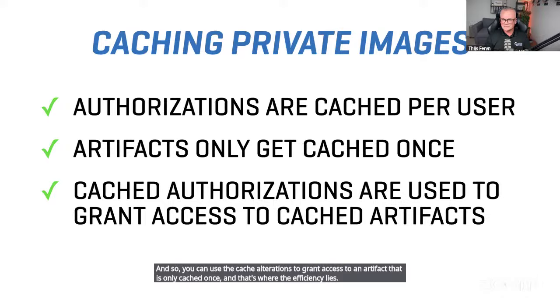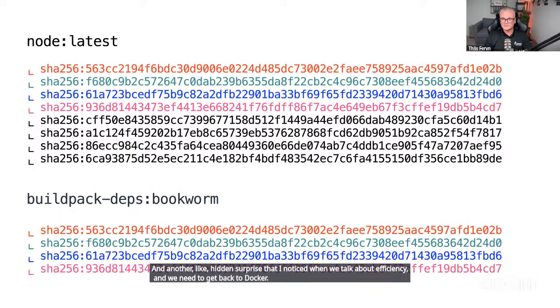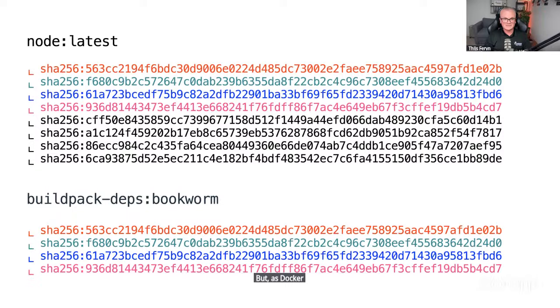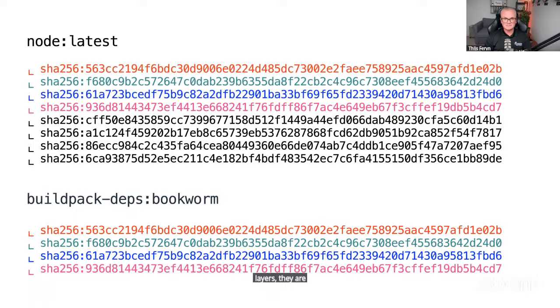And another hidden surprise that I noticed when we talk about efficiency, and we need to get back to Docker, is what is an artifact? Well, it could be a collection of many files. But as Docker images have multiple layers and inherit from other images, you could be doing yourself a massive favor by caching one image and inadvertently caching layers of another image. Take, for example, node latest. I color-coded it for your convenience. If you look at the first 4 layers, they are identical to the buildpack-deps bookworm. That's because node inherits from the buildpack-deps bookworm image. So if you pull in node latest, you already have buildpack-deps in there.